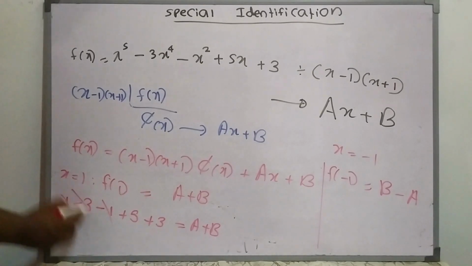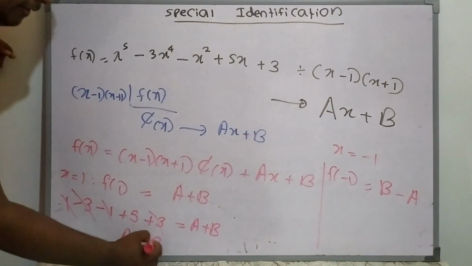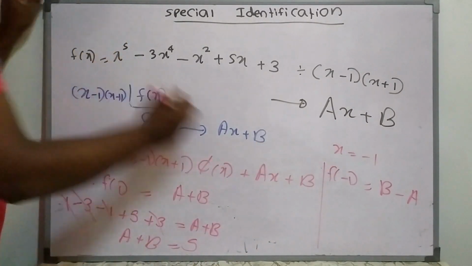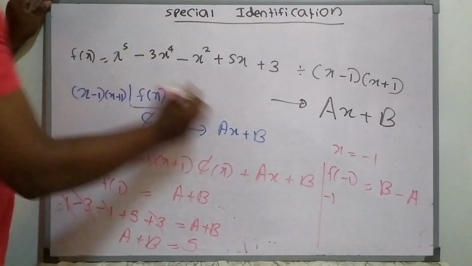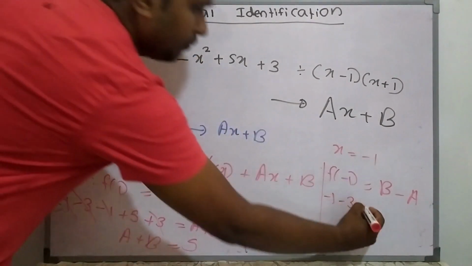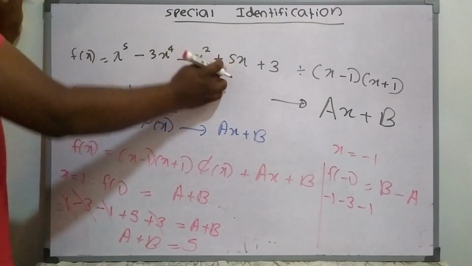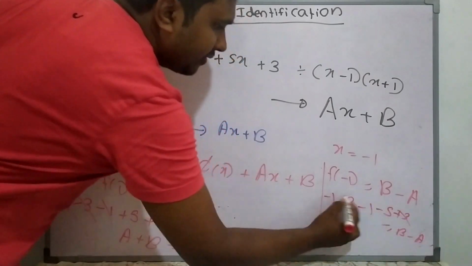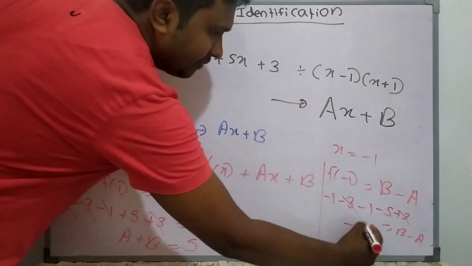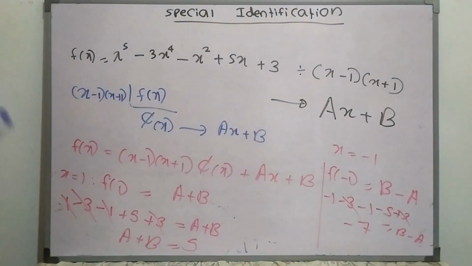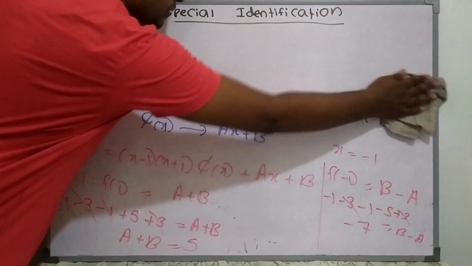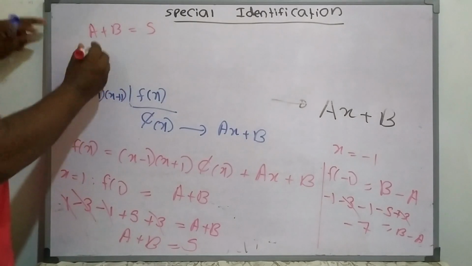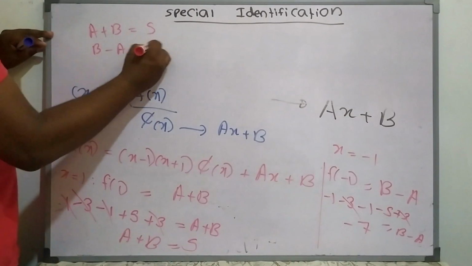Here these two get cancelled, 3 also cancelled, a plus b equals 5. Here minus 1, minus 1, minus 3, minus 1. Minus 5 plus 3 equals b minus a, 3 getting cancelled, minus 7 equals b minus a. So the answers are a plus b equals 5, b minus a equals minus 7.